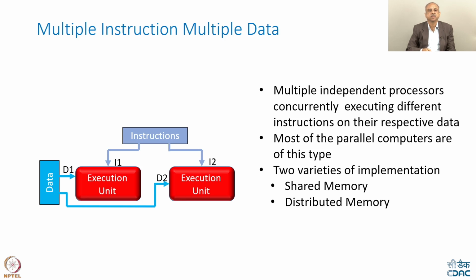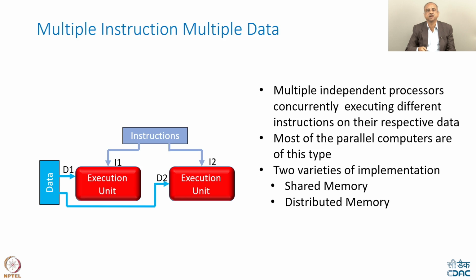The last variety is multiple instruction, multiple data. As you can see here, there are two execution units. Each execution unit gets its own stream of instructions which operates on its own stream of data, which means that these two units are concurrently executing different instructions on their respective data. Most of the parallel computing architectures of today are of this variety, and as we shall see later, there are two implementations for this. One is called a shared memory computer, another is called a distributed memory computer.